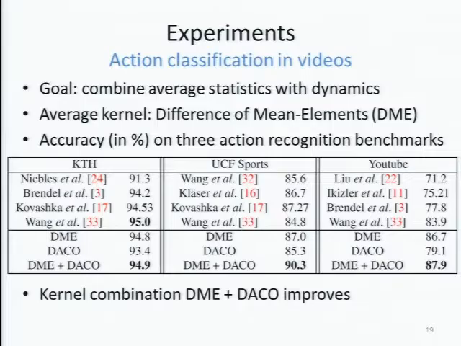And here you have the accuracy in percent on three action recognition benchmarks. A simple one, KTH, a more difficult one, UCF Sports, and a really difficult one, YouTube. And it seems that in almost all cases, averaging works best compared to our dynamics.